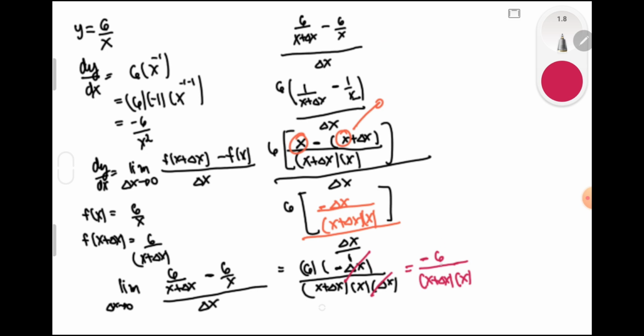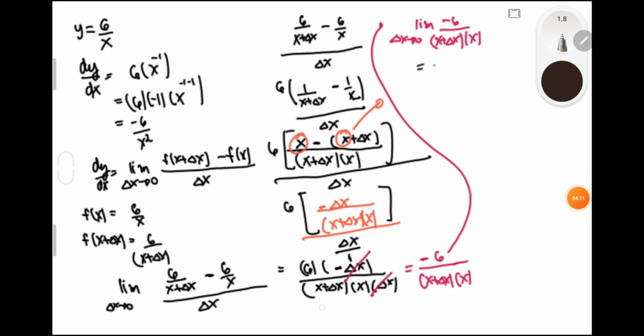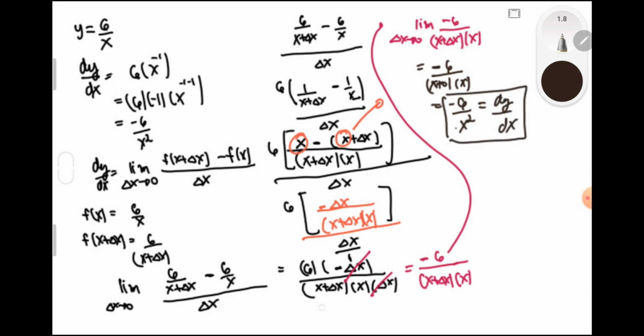So from this, we will have the limit of negative 6 all over x plus delta x multiplied by x, as delta x approaches 0. So we'll have a value equal to negative 6 divided by x plus 0 multiplied by x, which is equal to negative 6 all over x squared, which is equal to our dy over dx. Okay.